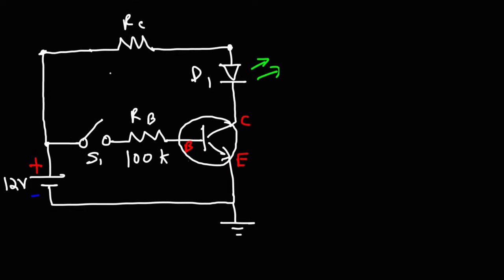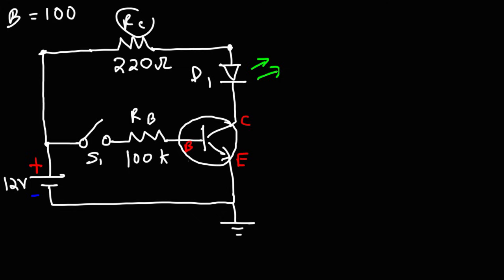Now for this problem, I'm going to change RC from 1 kilo ohms to 220 ohms. And we're going to say that beta is, let's make it 100. That's going to be our HFE value for the transistor. And this time I put the transistor in a circle, which is what it should be.